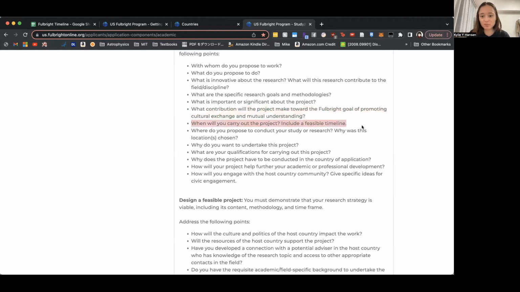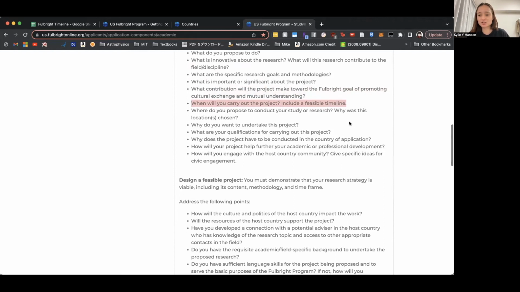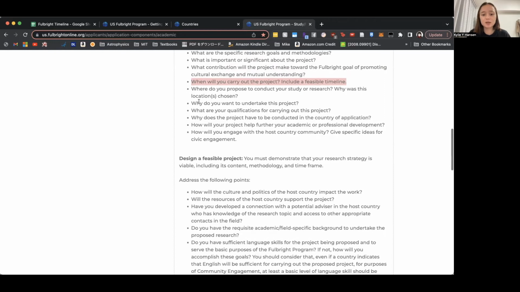Next, when will you carry out the project? Include a feasible timeline. This is what I mentioned earlier: along with emphasizing the actionable things you can do, you also need to write about when you expect to do those things. For example, for my project, I broke it down into parts and said, for this part, I'm going to strive to accomplish it in this amount of time, like 3 months or something. Then the next 3 months, I'm going to try and do this. And then the last 3 months, I'm going to try and do this. So something like that. Where do you propose to conduct your study or research?